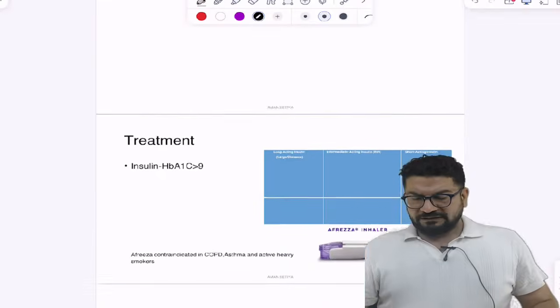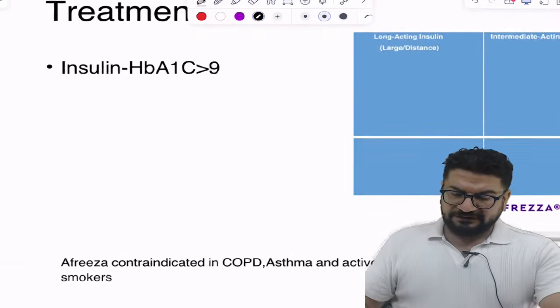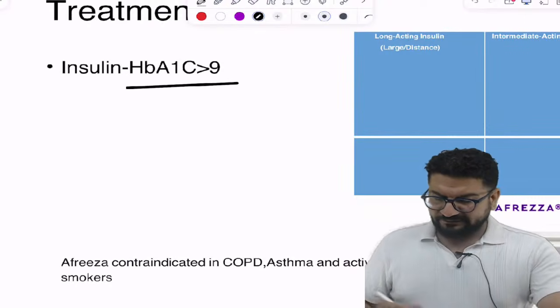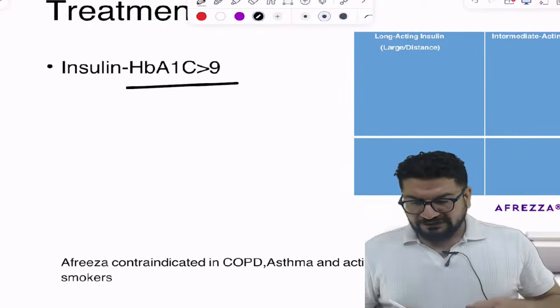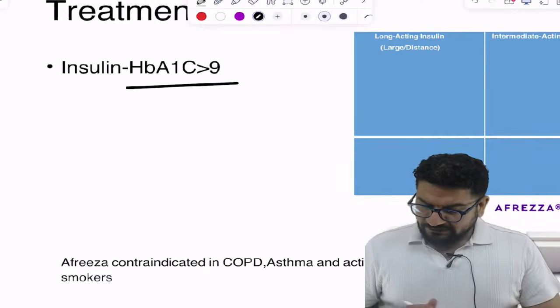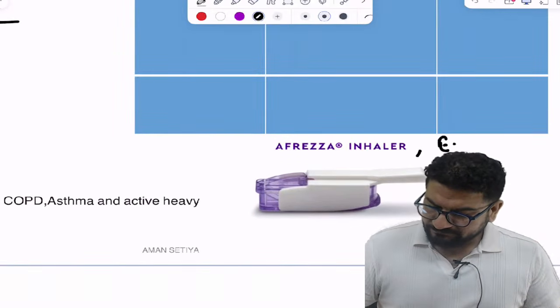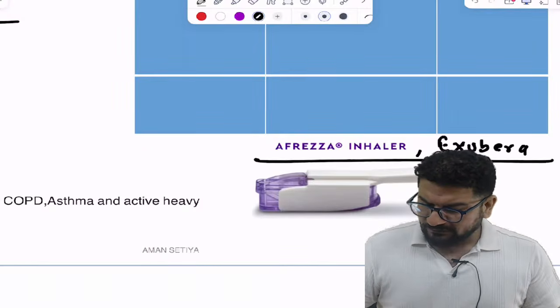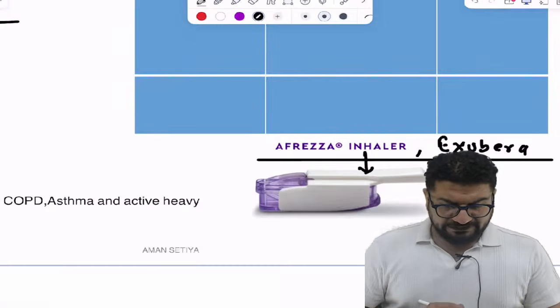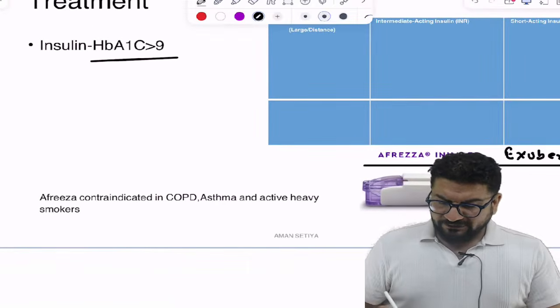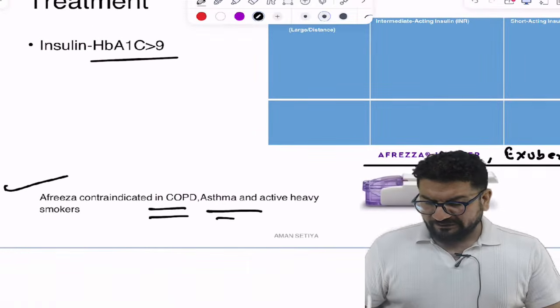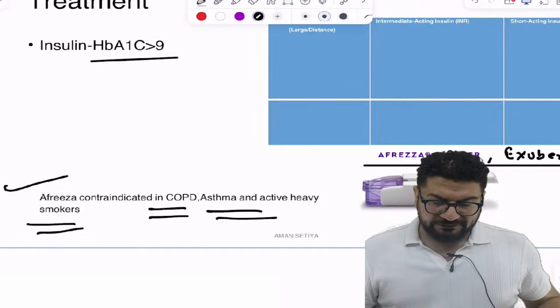So they ask you how we manage. Just remember, insulin is given when HbA1c value is more than 9. We have different types of insulin like short acting, intermediate acting, long acting. Then Afreeza and one more, Exubera. Afreeza and Exubera are two inhalational forms of insulin. Afreeza is contraindicated in COPD patients, asthma patients, and patients who are active or heavy smokers.